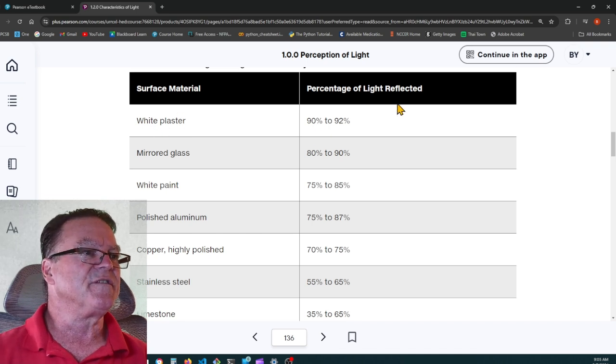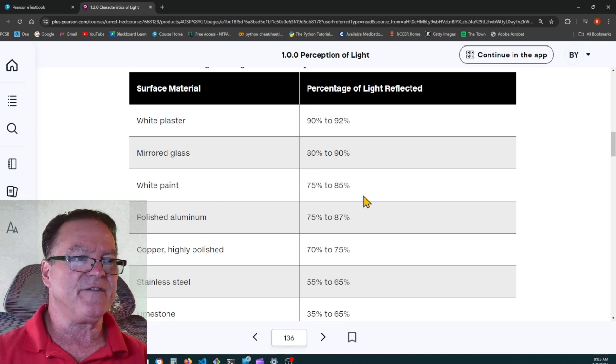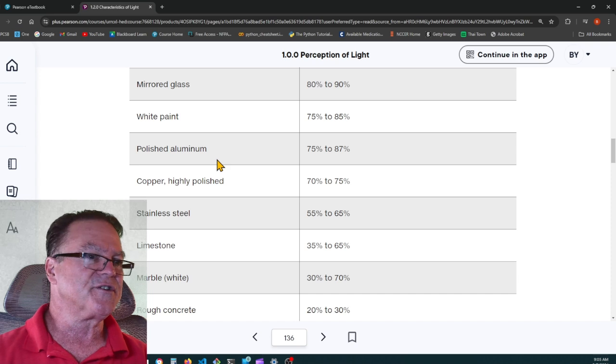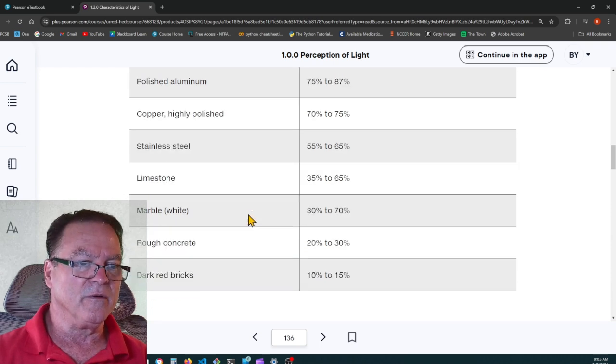So this is the percentage of light reflected. White plaster, 90 to 92%. Mirrored glass, 80 to 90%. White paint, 75 to 85%. Polished aluminum, copper, highly polished stainless steel, limestone, marble.